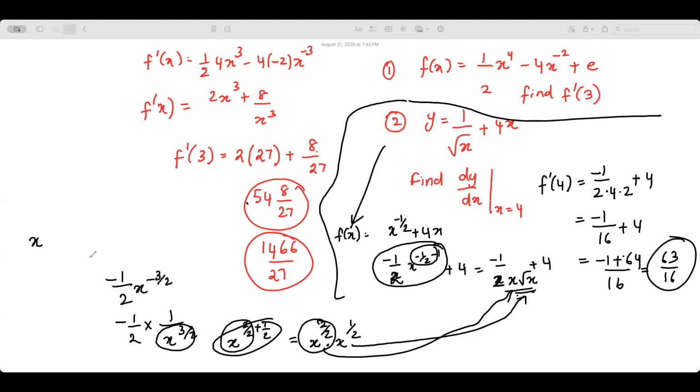No, I got that. I was just confused because we were writing it as negative 1/2 times x to the power of negative 3 by 2, and then when we changed it to the fraction form for the x power, we put that in the denominator instead of... I didn't get you.